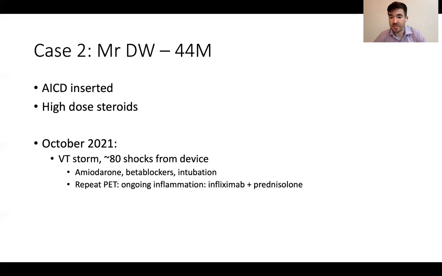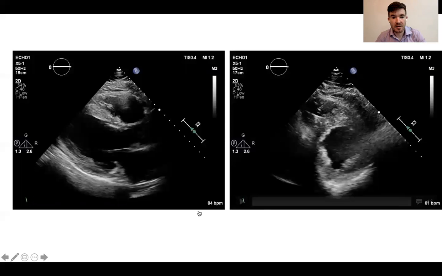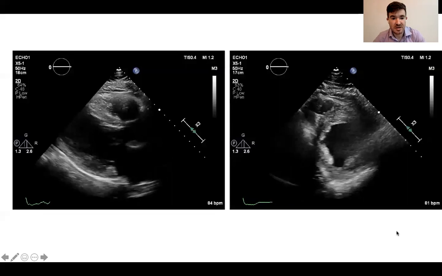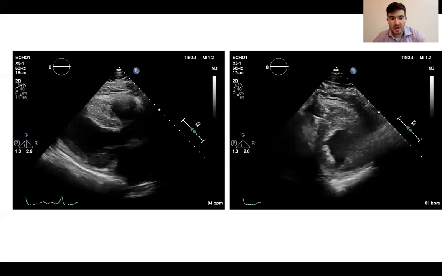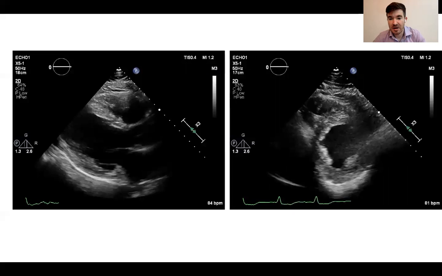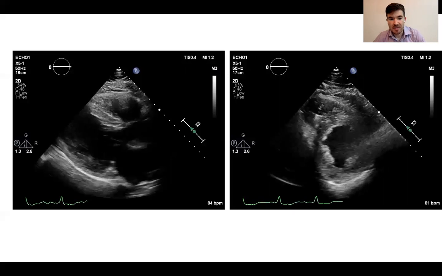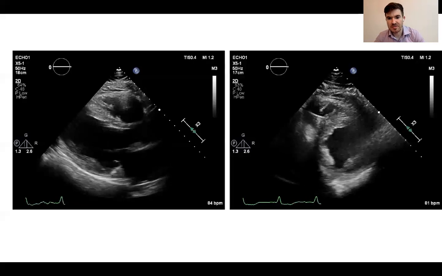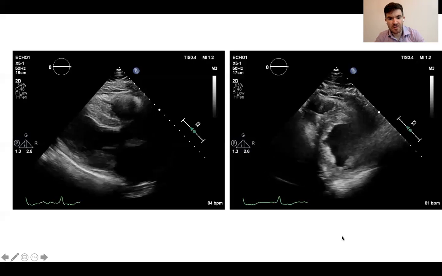In the meantime, he's again represented with more shocks from his device, unfortunately. I've got some representative echoes here, a more recent scan of his. So again, he does have quite more impressive reduction of his systolic function with primarily an akinetic apex. And again, possibly some regionality in his degree of LVH, which is not severe LVH.